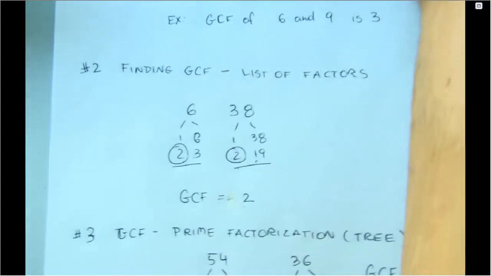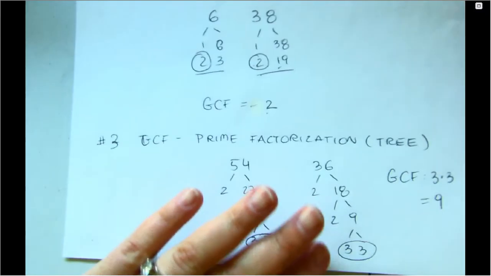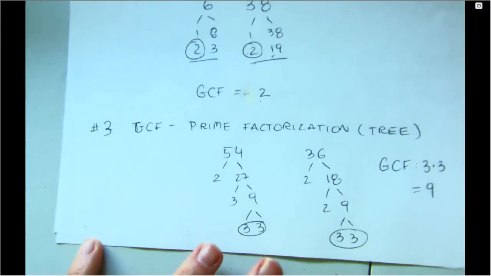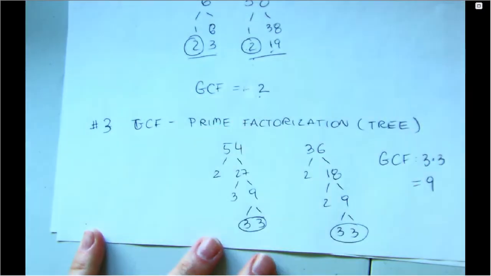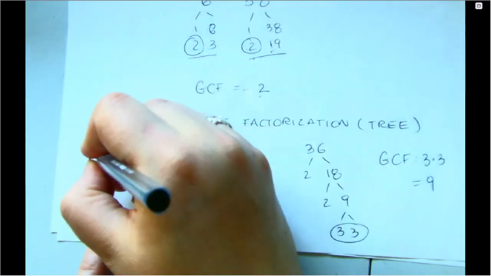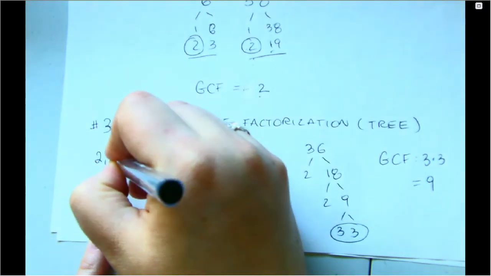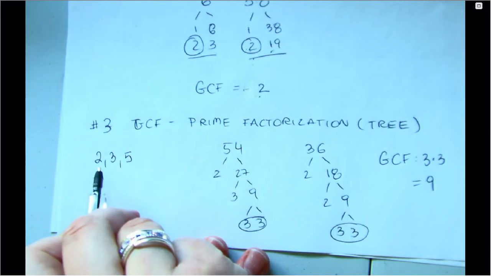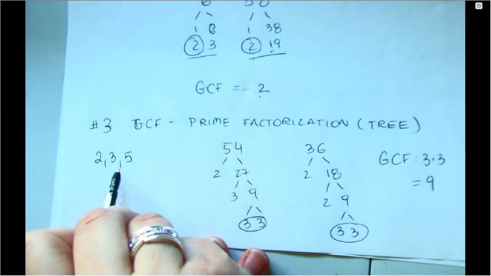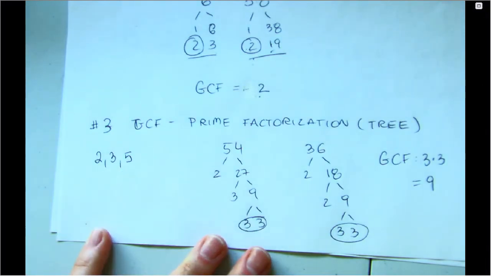And then there's another way to do factorization. It's called prime factorization, or the factor tree. Prime numbers are the numbers that divide only by 1 or itself. So for example, 2 is a prime number, 3 is a prime number, 5, because 2 I can only divide by 1 and 2, 3 I can only divide by 3 and 1, 5 I can divide by 5 and 1. 1 itself is not considered to be prime.